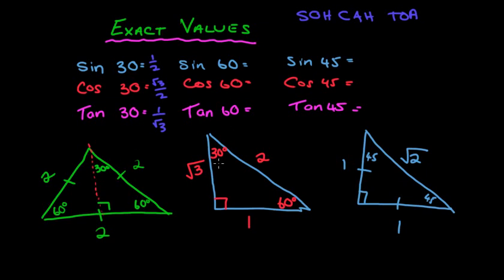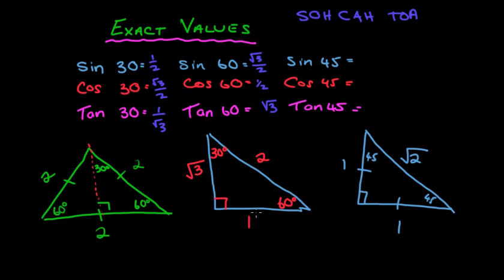Let's do sin 60. So now we're changing angles, now we're using 60 degrees. So sin is opposite over hypotenuse, so root 3 over 2. Cos 60 is adjacent over hypotenuse, so 1 over 2. And tan 60 is root 3 over 1, or simply just root 3, because it's opposite over adjacent. We can just write it as root 3.